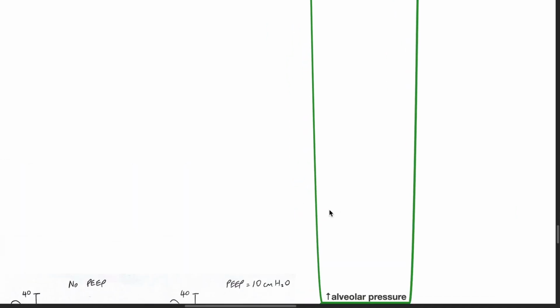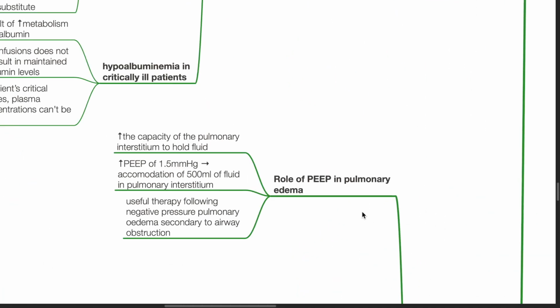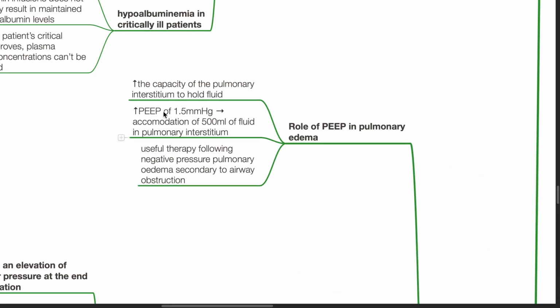Increased alveolar pressure. Role of PEEP in pulmonary edema. There is increased capacity of the pulmonary interstitium to hold fluid. Increased PEEP of 1.5 mm mercury results in accommodation of 500 ml of fluid in pulmonary interstitium. It is a useful therapy following negative pressure pulmonary edema secondary to airway obstruction.